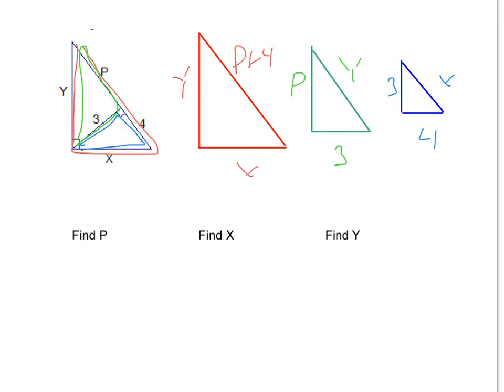Let's find p first, or actually we don't know which one we can find first, so let's kind of take a little look around, but I actually do see that we can find p relatively easily. Okay, as I look right here, I can see that p is to 3, as 3 is to 4. Okay, so I'm going to write that. P is to 3 as 3 is to 4. Okay, looking at x. I'm looking for x now. Remember, we've already found p.